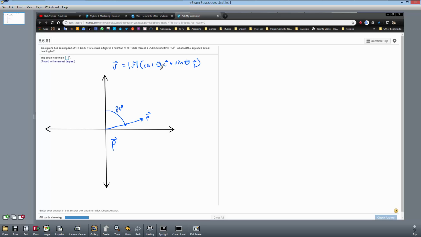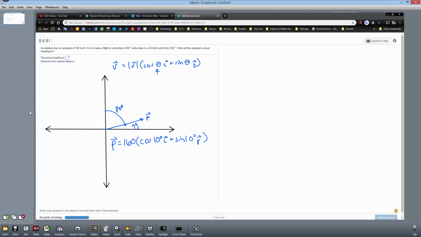the angle theta that's in this formula must come from the positive x-axis, so this angle here. So that'd be 10 degrees. So you would say the plane's magnitude, you're told, is 160, and the angle is 10 degrees. So that's the plane's vector.